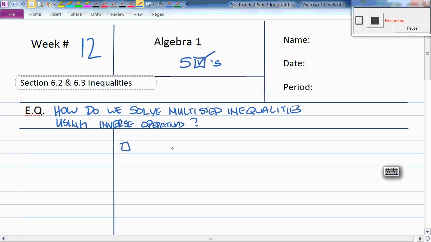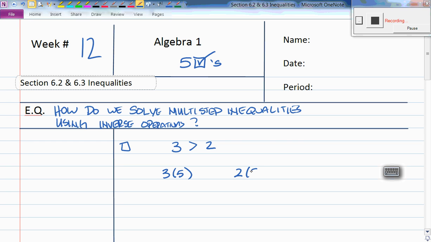Do you agree that 3 is bigger than 2? Is that true? Yes, we all agree 3 is bigger than 2. Now, I'm going to multiply each side by a positive number. Can someone give me a nice, easy positive number? Yes, sir. 5. Good. Let's take 3, and we're going to multiply both sides by 5. 2, multiply both sides by 5.